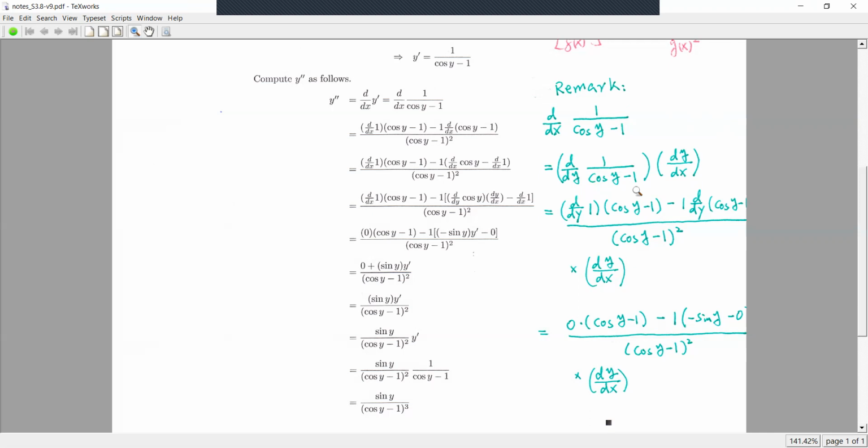By the quotient formula, this derivative is derivative of the top times the bottom minus the top times the derivative of the bottom, then all divided by the bottom squared. Derivative of 1 is 0. Derivative of cosine of y minus 1 with respect to y is negative sine of y minus 0. Then I have this equation.